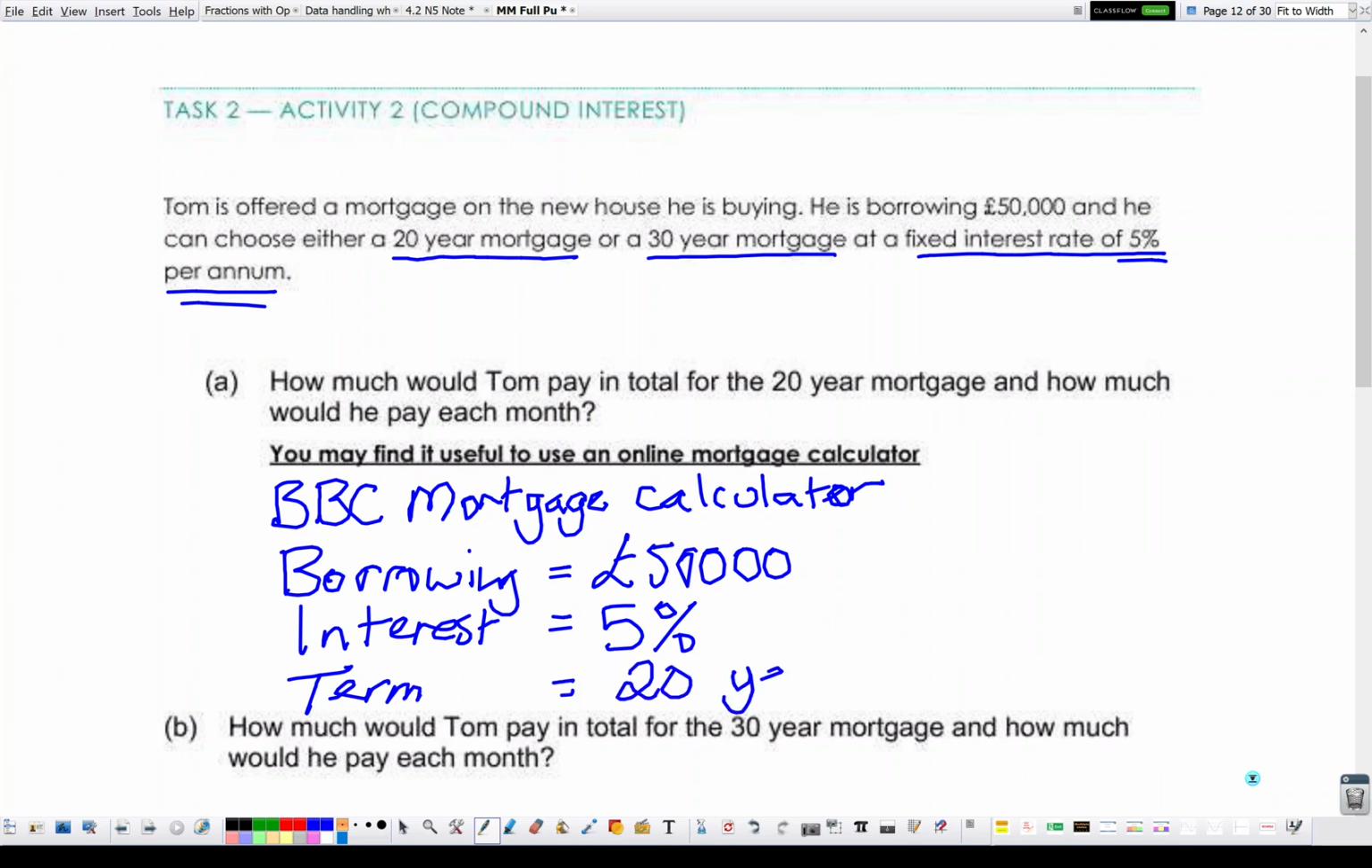So if you plug that information in, what it's going to give you is how much your monthly payments on that mortgage will be. So what I want you to do now is go onto your search engine, type in BBC Mortgage Calculator, and then put in this information. I'm going to give you 3 or 4 minutes to try and do this by yourself, and then we'll see how you get on and we'll try and get some answers in the comments. So go away and do that now.